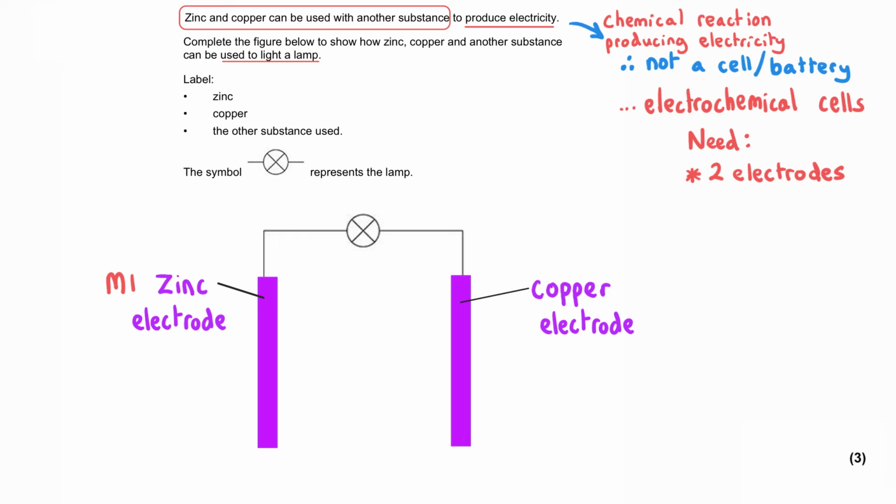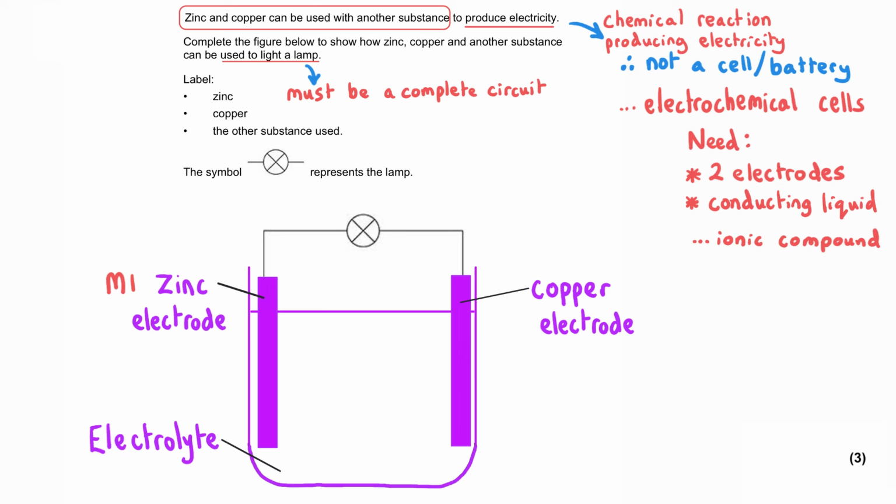And since we are using this chemical reaction to light a lamp, this must mean that we have got a completed circuit. And so we need to connect our two electrodes with something that can conduct electricity. And we should know that in cells, what we need to use is an electrolyte. And so our electrodes need to be sticking into some kind of conducting liquid, which is the electrolyte. And this could be an ionic compound which is dissolved in water, which we would call a solution, or it could be an ionic compound that is molten, which means it has been heated to become a liquid.